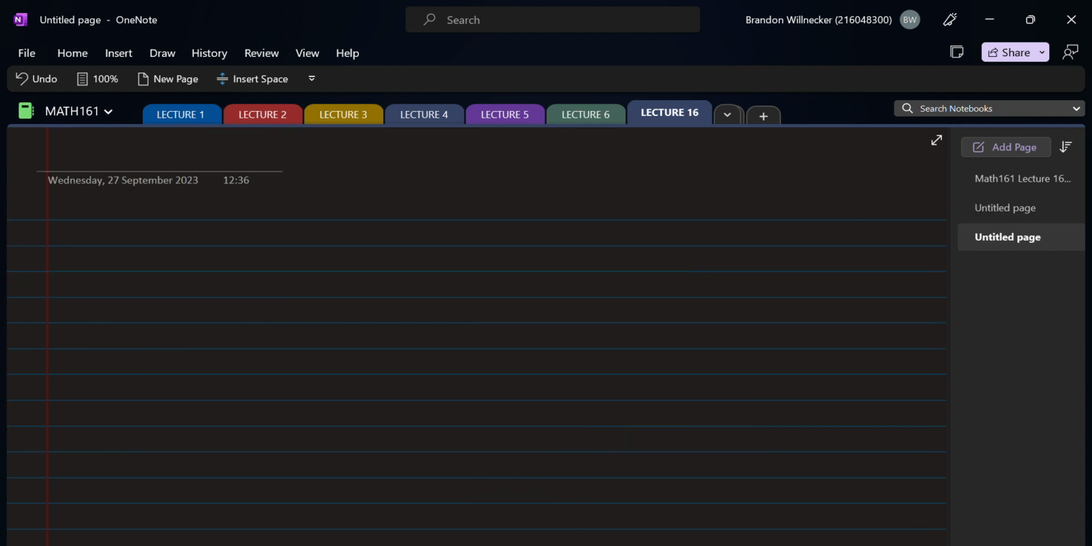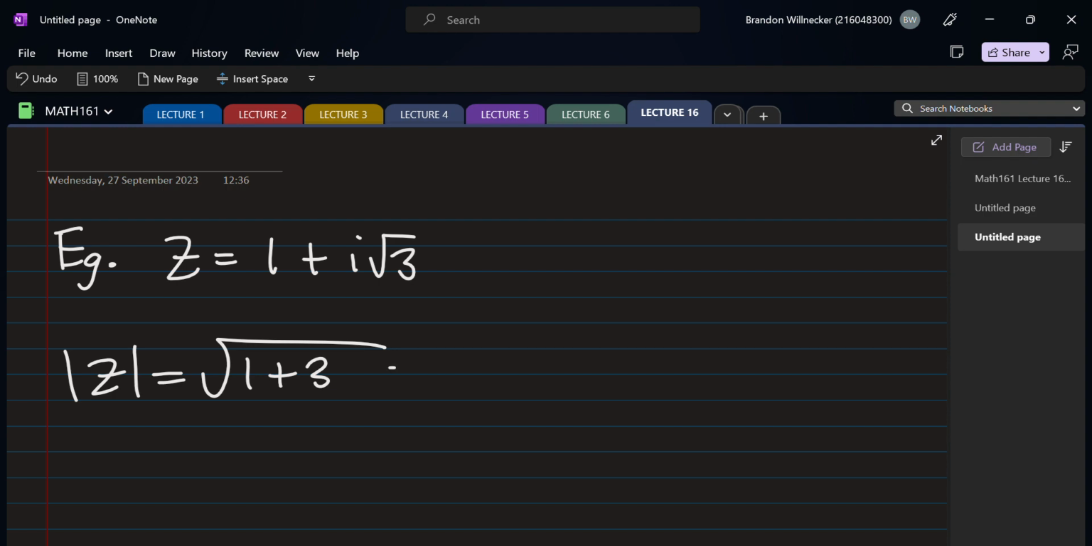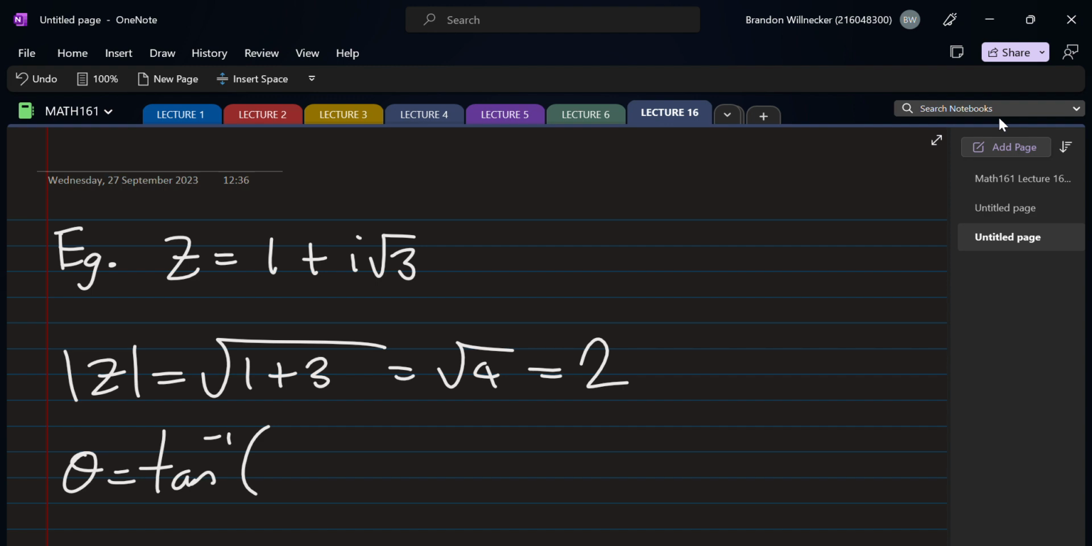Let's look at another example. Okay, so here we have z is equal to 1 plus i root 3. Again, this is in Cartesian form. We've got the real part and the imaginary part, or x plus iy. Okay, let's find the modulus of z. That's going to be root 1 plus 3, that's root 4, which is 2. And the theta, or the argument, that's tan inverse of y over x, so that's root 3 over 1. That will be pi over 3.